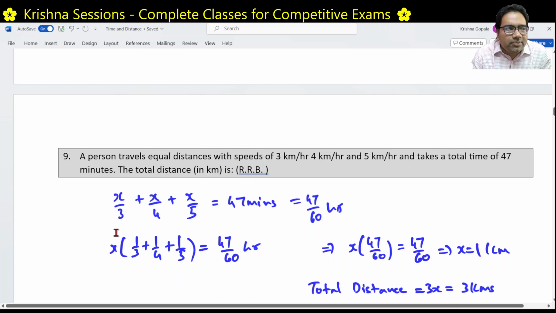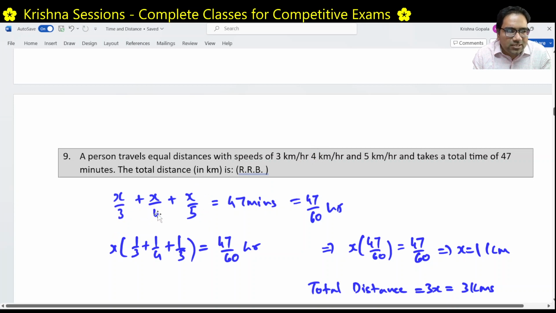Okay, so what is the time taken for the first distance? X by 3, right? Time is equal to distance by speed, x by 3. What is the time taken for the second distance? Second distance is again x, that speed is 4 kilometers per hour. So second time is x by 4. Similarly, third time is x by 5.